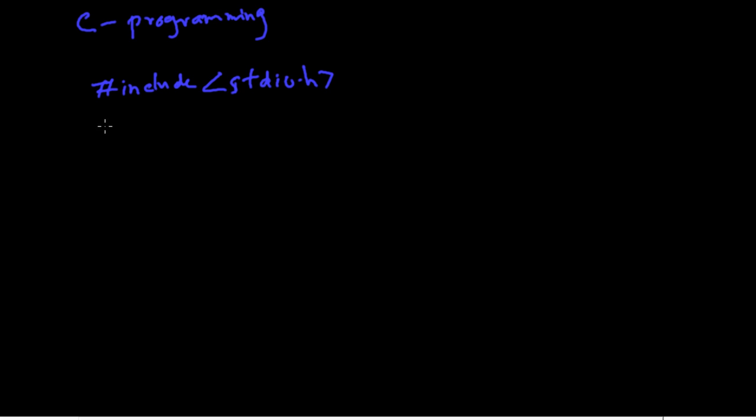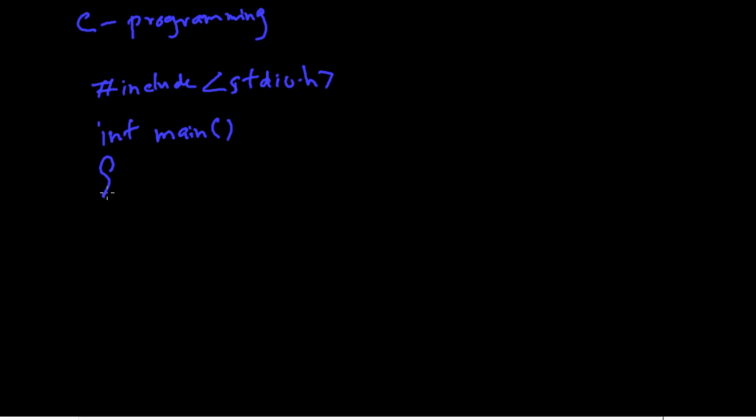And next, int main. In every C programming code, the main function is the most important function. Second line is usually made using int main. Now, I'll explain more on this in upcoming videos, but right now, just remember, right after the first line of include stdio.h is always int main.